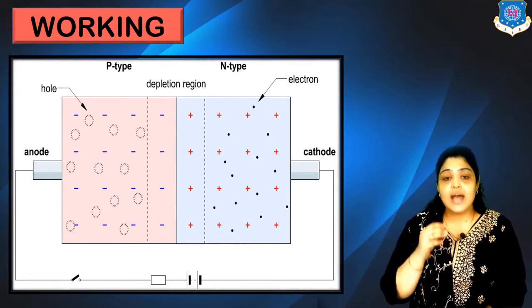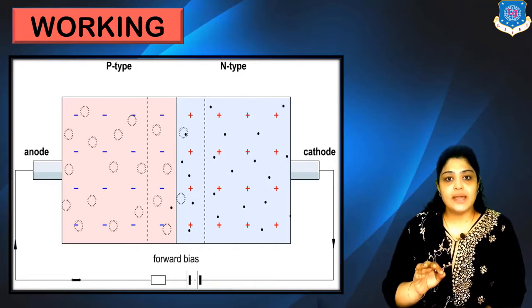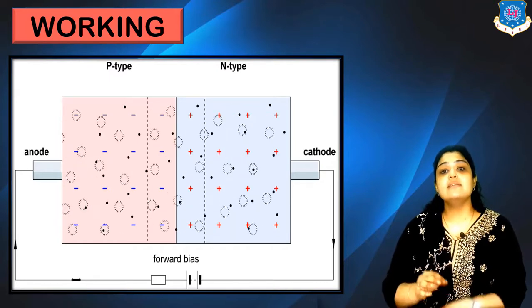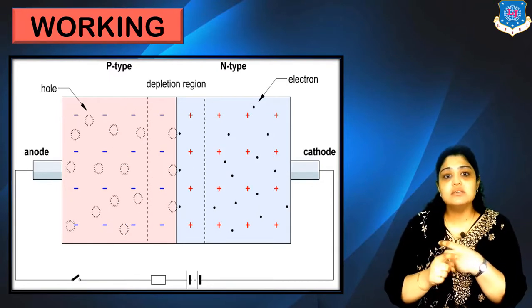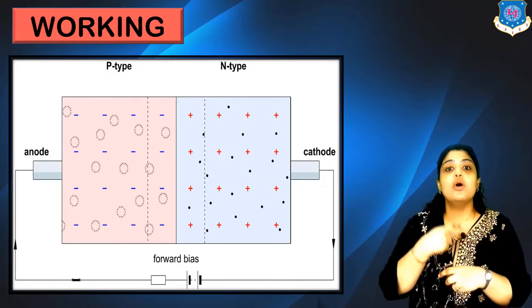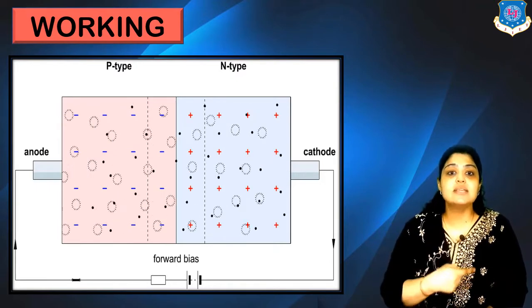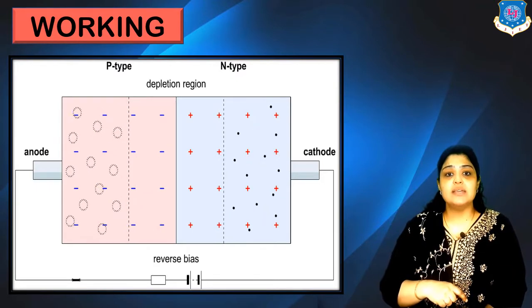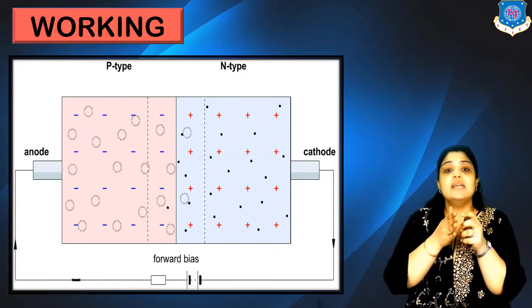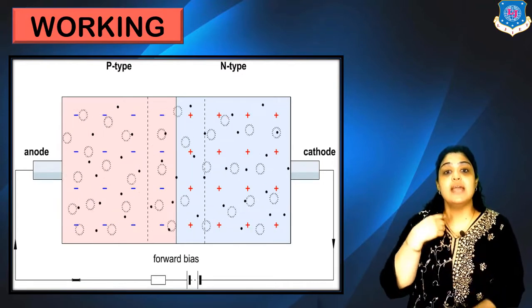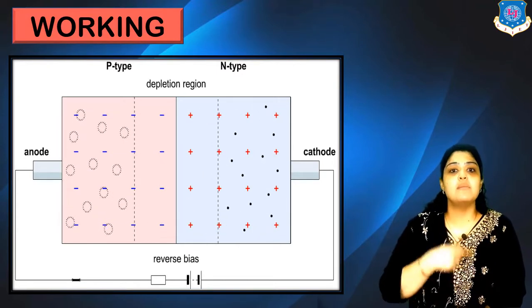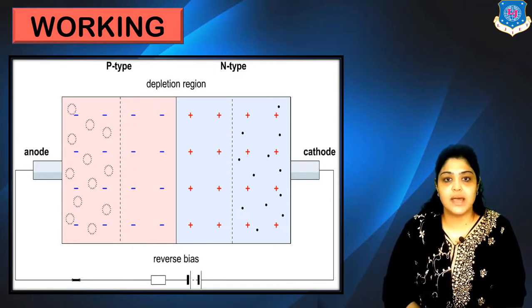Clear? So I can say in forward bias, because the majority carriers are able to move towards the junction, the barrier is eliminated or overcome, and hence there is current. But in reverse bias, the barrier increases, majority carriers move away from the junction, and hence the barrier cannot be overcome, and so there is no current in reverse bias.